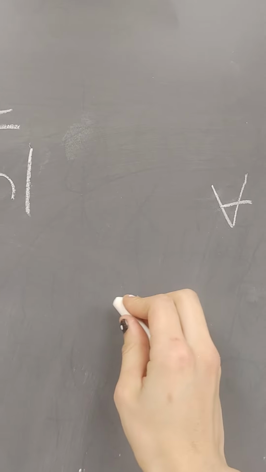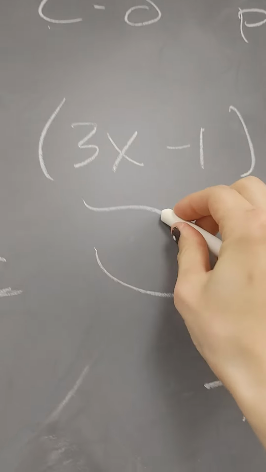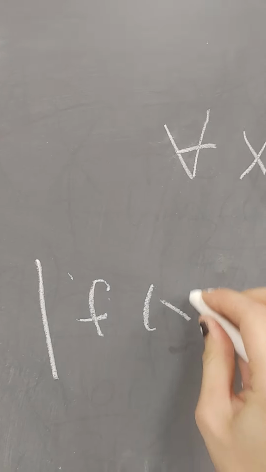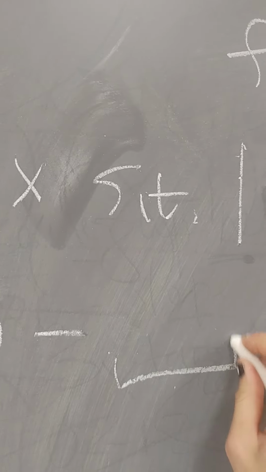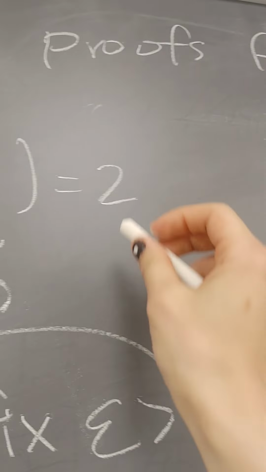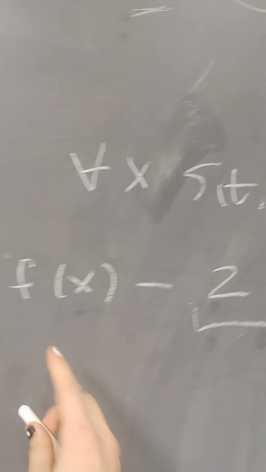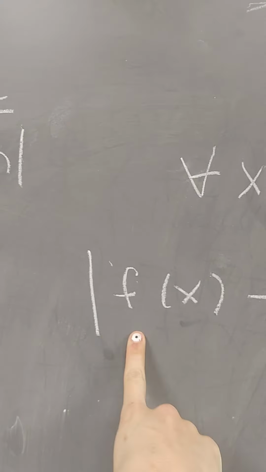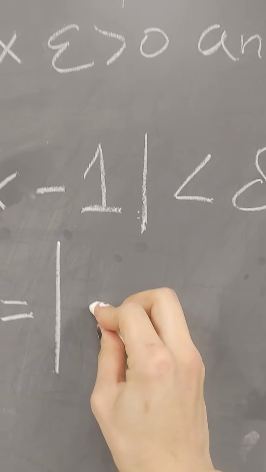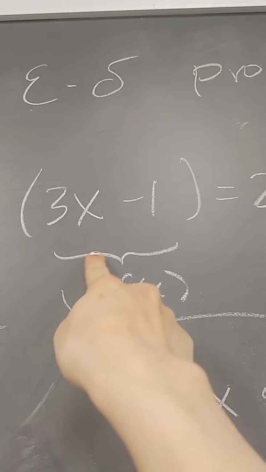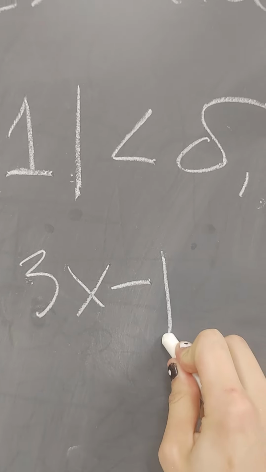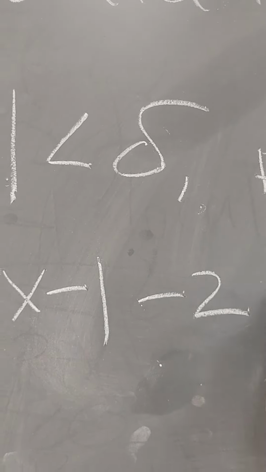here we are going to write our function. So f of x minus, here is where we put the number that we're limiting to, 2. So |f(x) - 2|, the distance between the function and 2, is going to be equal to, I'm just substituting the expression in for f of x. So f of x here is 3x - 1, so I'm going to put |3x - 1 - 2|.